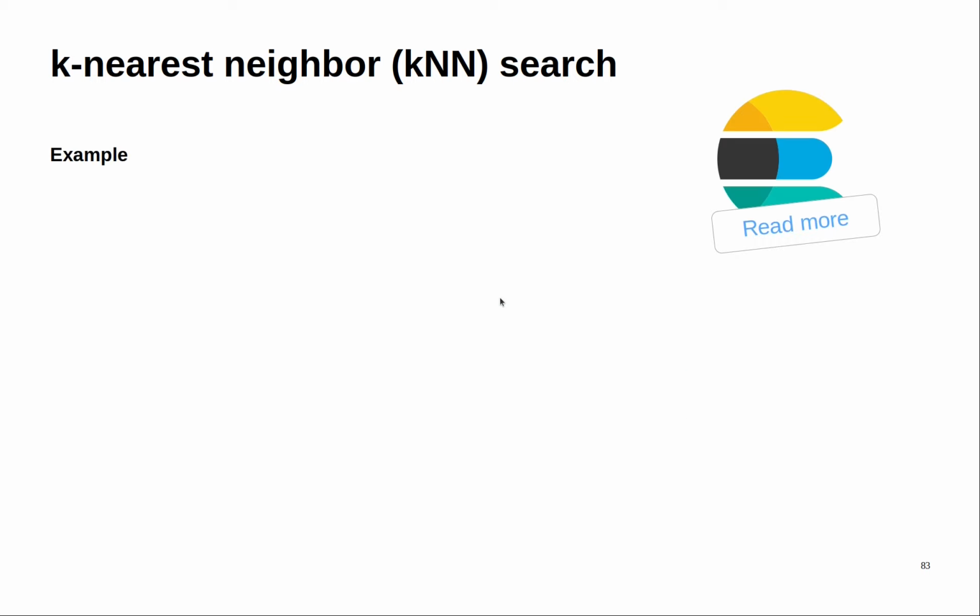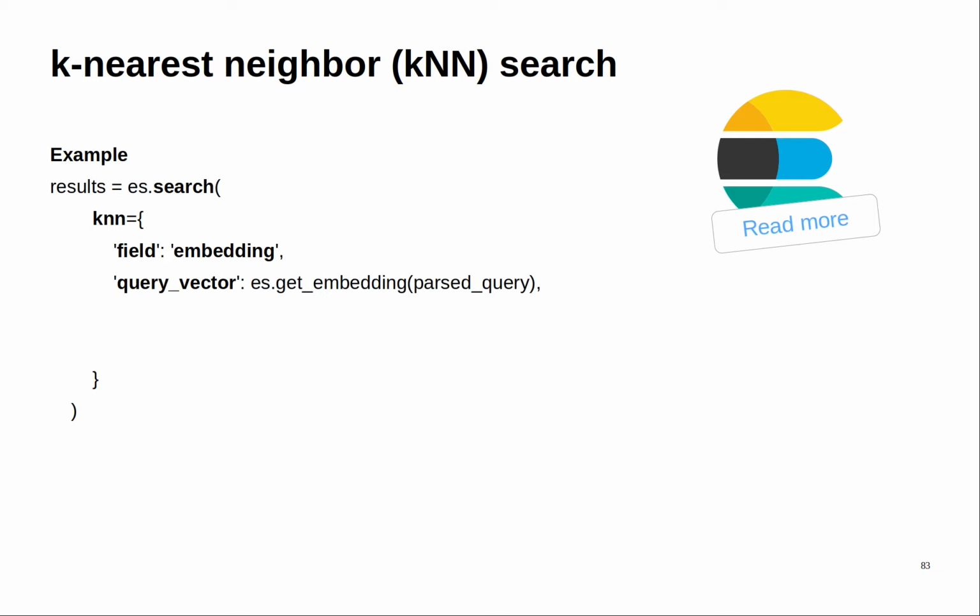Let's now walk through an example of how to implement kNN search. When using the search method, you need to specify the index. But after that, as I told you in the beginning, we don't use the query parameter, but we use the kNN parameter. Here are the key parameters for kNN search. We have field, query vector, number of candidates, and k.